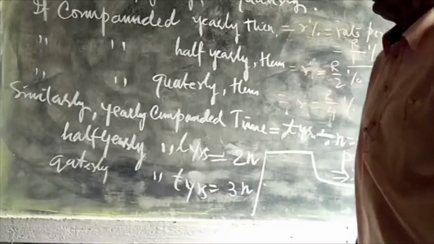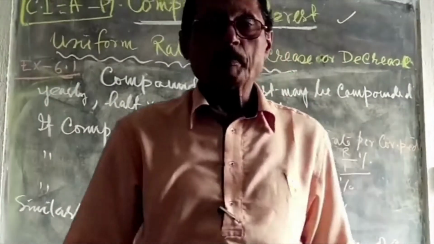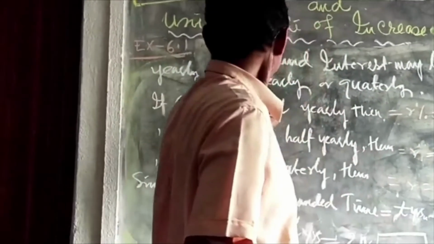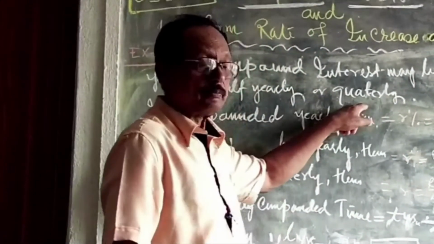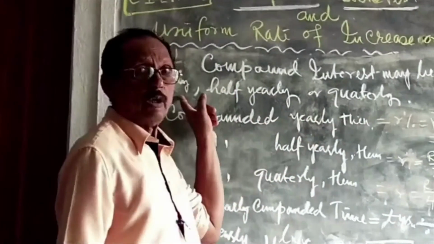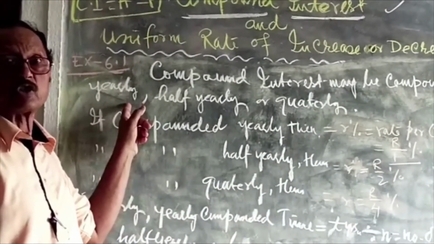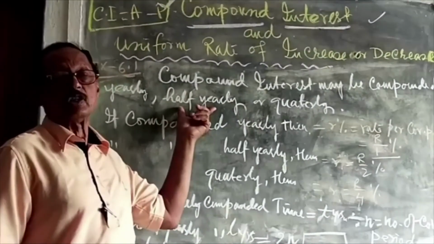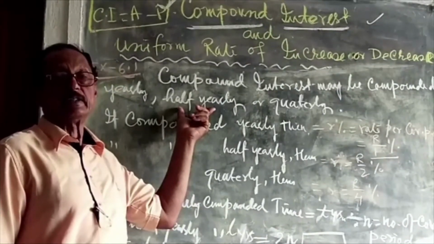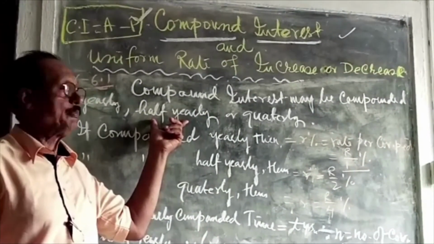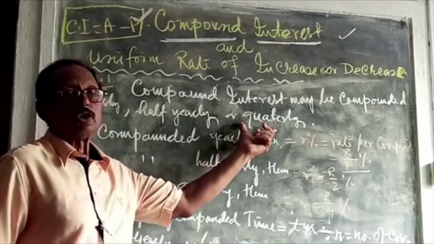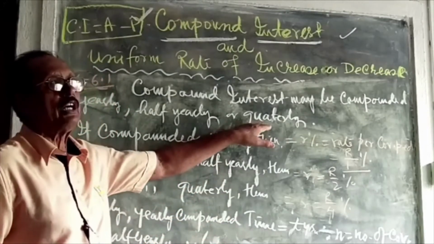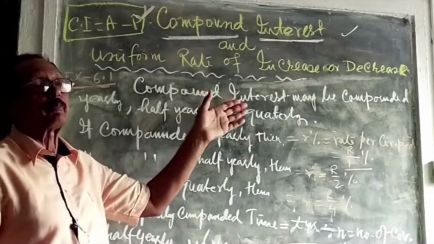Okay, now we will discuss how the compound interest is calculated when it is compounded yearly, half yearly or quarterly. Yearly means once in a year the interest will be added with the principal. Half yearly means after 6 months the interest will be calculated and added with the principal. And thirdly, if it is quarterly, then after each 3 months the interest will be calculated and added with the principal of the previous quarter.